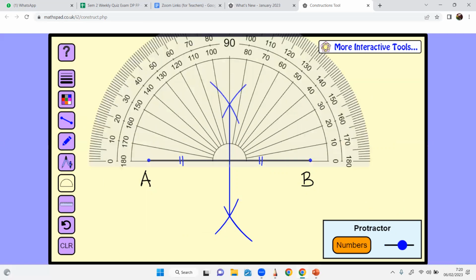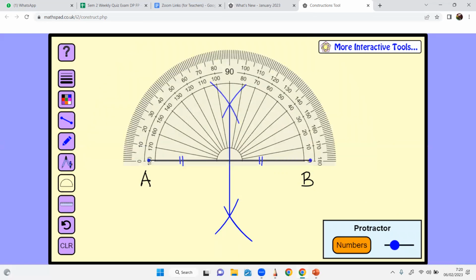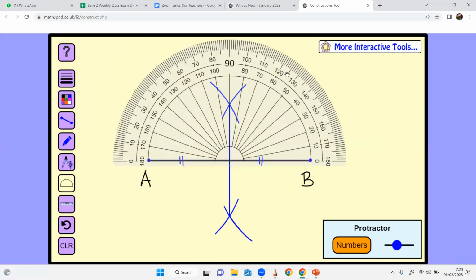Understand? We can make the protractor bigger, lower. Okay, nice. Do you have any question? So do you know why I record this meeting? Because you can see the process later on. Okay, next.